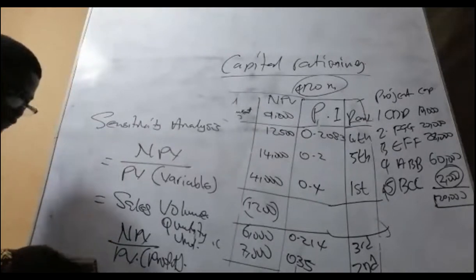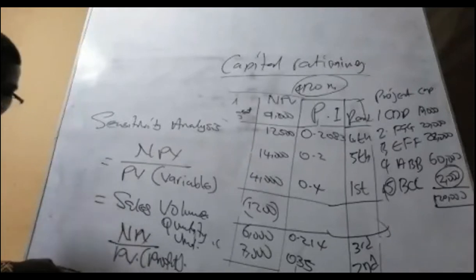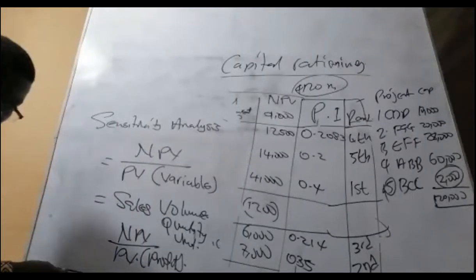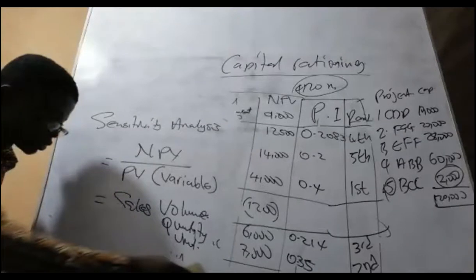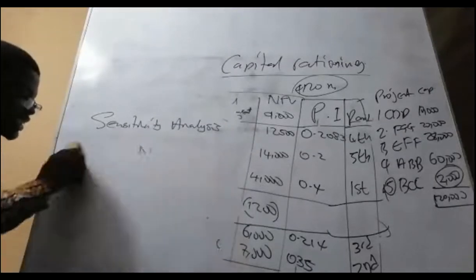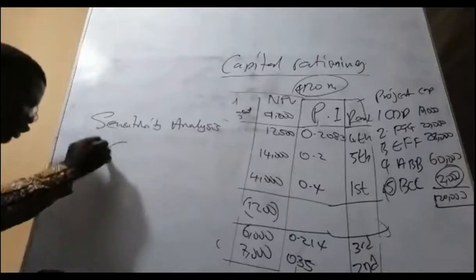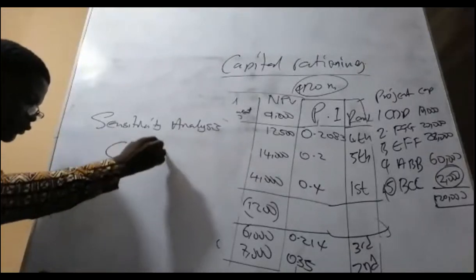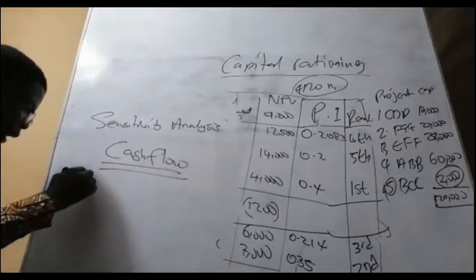Now let me go to the critical ones. Some of them are stubborn. They don't follow the general formula. There are two. If they ask you to conduct sensitivity analysis on the cash flow, just cash flow like this, then the examiner is just asking you to calculate the normal payback period.